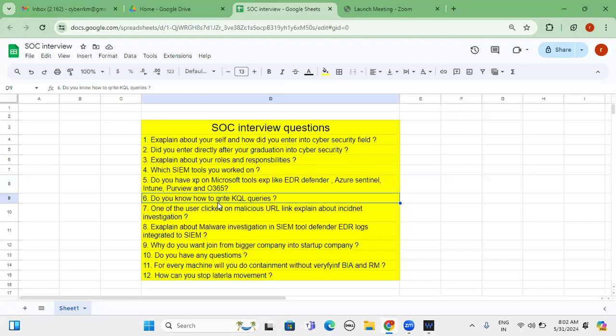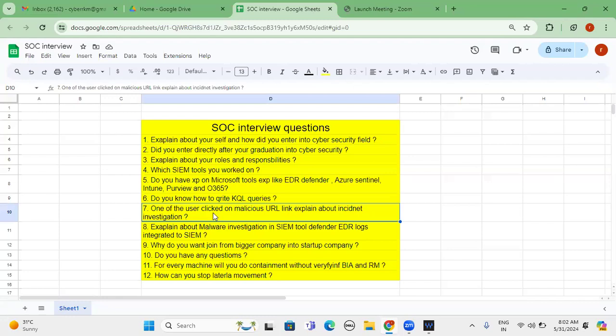The sixth question is because the client is using Azure Sentinel: do you have any experience writing KQL queries? Obviously, Azure Sentinel uses KQL, Kusto Query Language. Everybody will expect this. For investigation purposes, we have to use KQL queries.